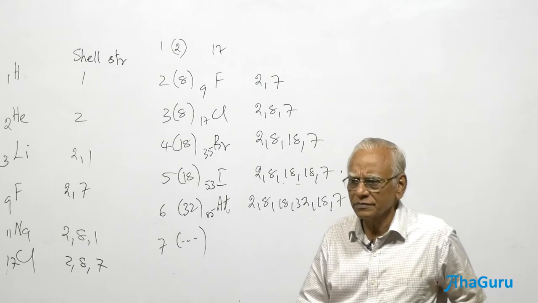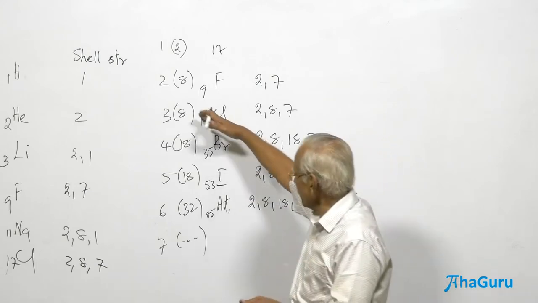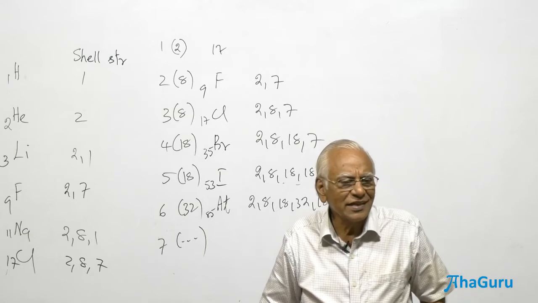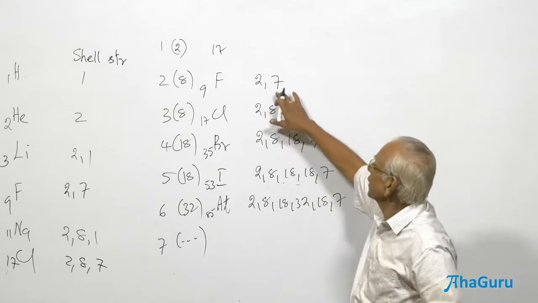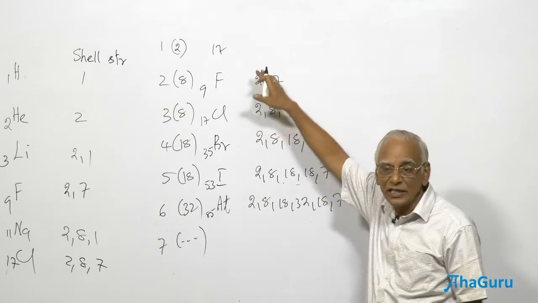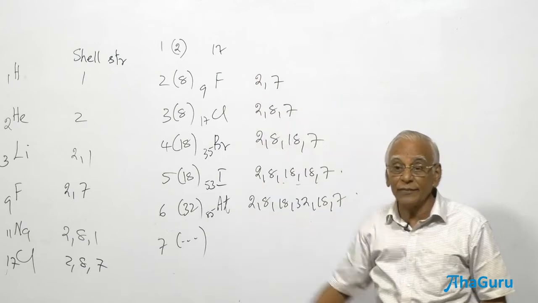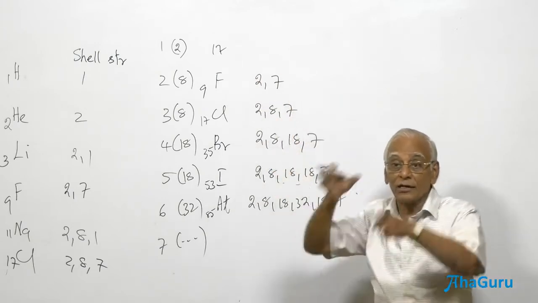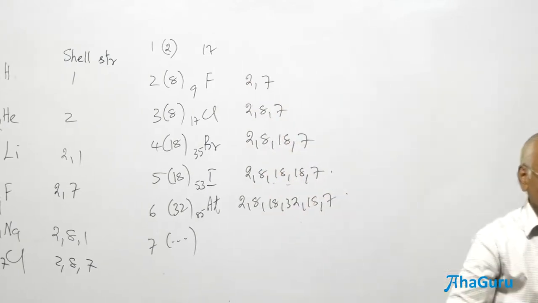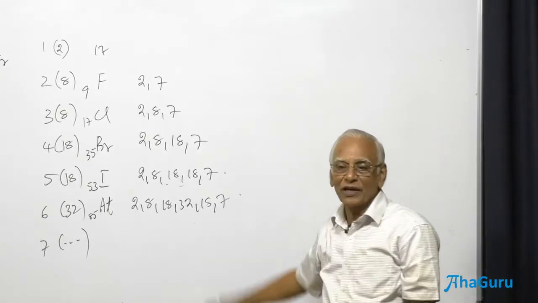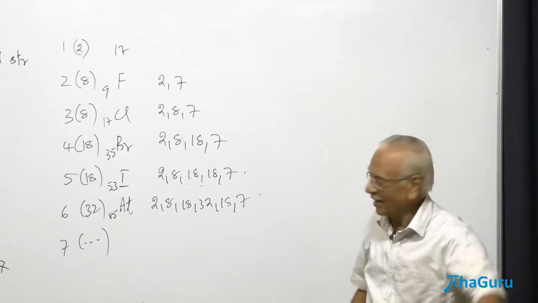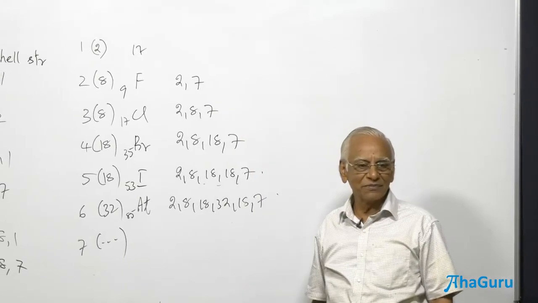In fact, I don't need this atomic number at all. If I know the electronic configuration of the first element, if I know the difference between these two, whether it is the 8th element or 18th element, I insert that 8 or 18 or 32 in the respective shell. So that is the electronic configuration of halogens. And all of them have got 7 electrons in the last shell.